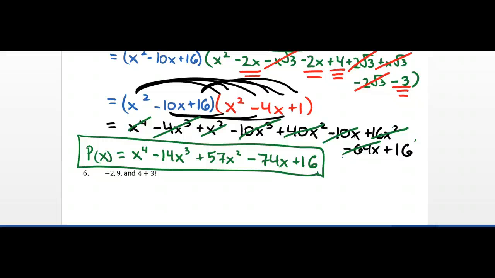Negative 2, 9, and then 4 plus 3i are the roots I've given you. This one's going to be very similar to number 5, except instead of an irrational root, I've given you an imaginary root. So if you know 4 plus 3i is a root, its conjugate 4 minus 3i must also be a root. And so we're going to start out by writing this in factored form.